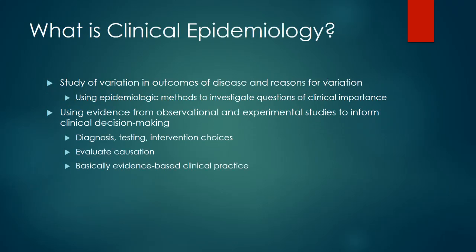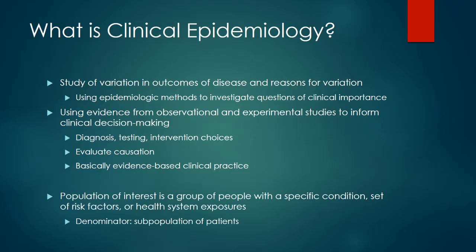So we use evidence from observational and experimental studies to inform clinical decision-making. This really centers around diagnosis, testing, and intervention, and choosing which ones are most appropriate in each situation. We also need to evaluate causation, and this basically leads us to what is known as evidence-based clinical practice.